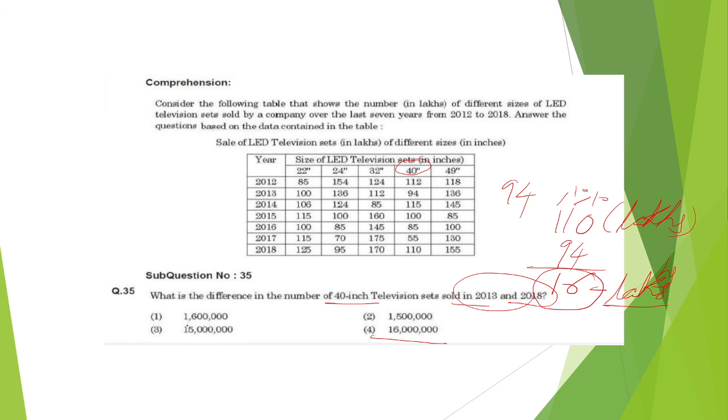16 lakhs means how many zeros we have to put? See here, two answers are given. Some students will get confused here. Ones, tens, hundreds, thousands, 10,000s, lakhs, 10 lakhs. That means this is 16 lakhs here. Here it is more than 10 lakhs. That's why we have to eliminate this. This is the right answer.